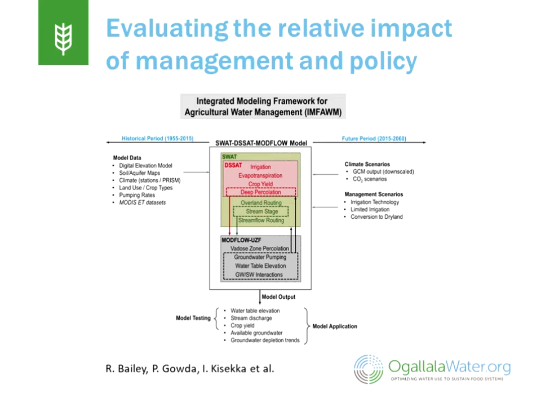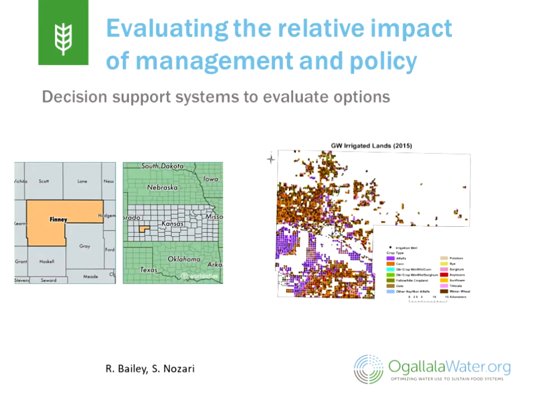So in more detail, what this looks like is we're linking the MODFLOW model with the DSSAT cropping systems model and the surface water model, in some cases SWAT. This work is led by Ryan Bailey here at CSU, as well as Prasanna Gowda and Isaiah Kiseka, and then linking that in with the ag economics models moving forward to evaluate the relative impact of different policies and management. Again, coming back to this idea of what are the levers that we can shift that will have the greatest impact but also sustain livelihoods moving forward.